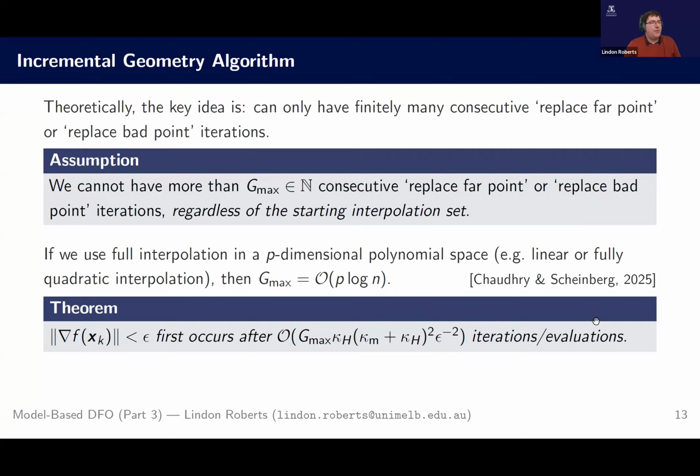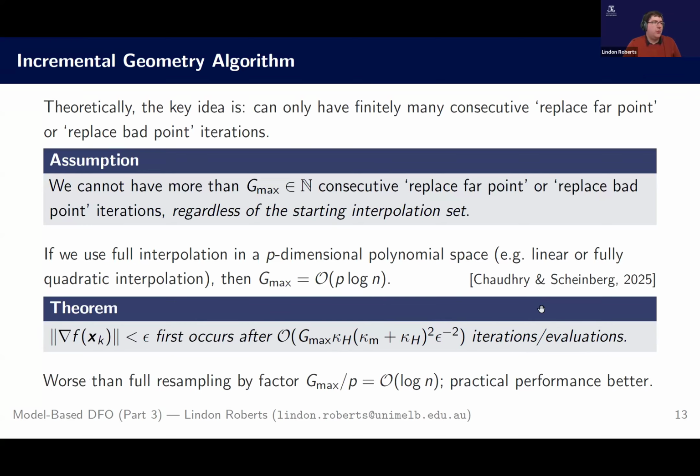Now, if we look at the evaluation bound, because that's the one that's very important, in the throw away all the points and rebuild things approach that we had last time, G max was just P. G max was the number of interpolation points. Now it's P log n. So we're slightly worse than this full resampling approach by a log factor. But in practice, this is the basis of good algorithms. This is how you make things work well in practice. So we're trying to kind of align what we do in practice with what we can prove results about.